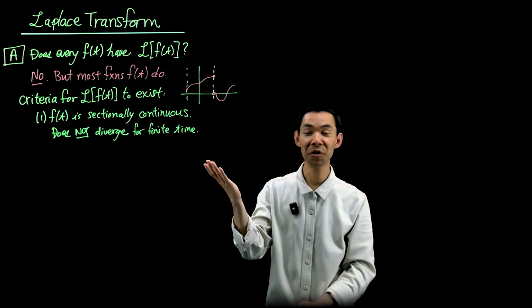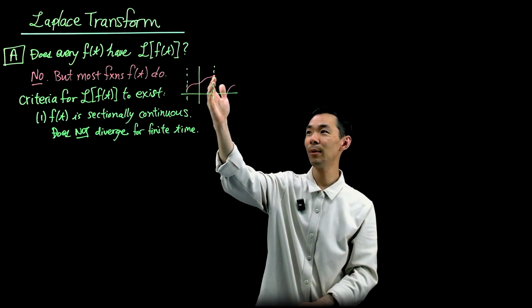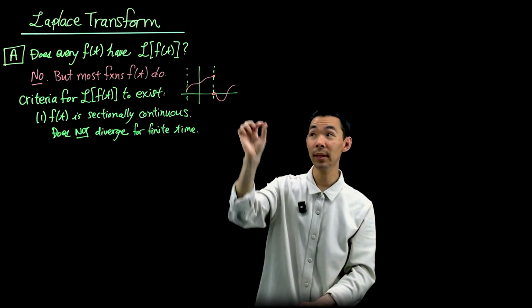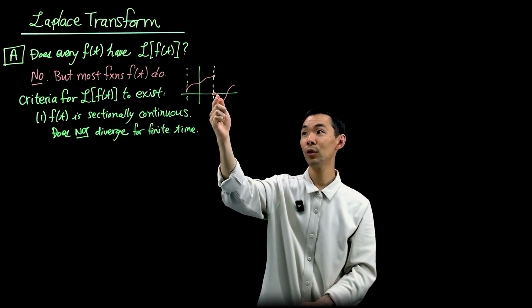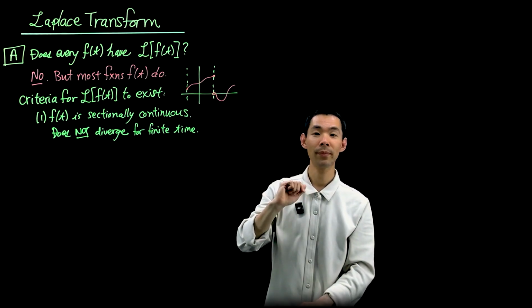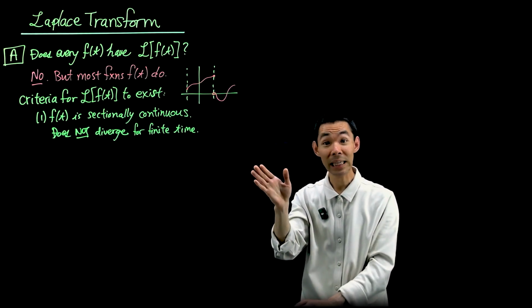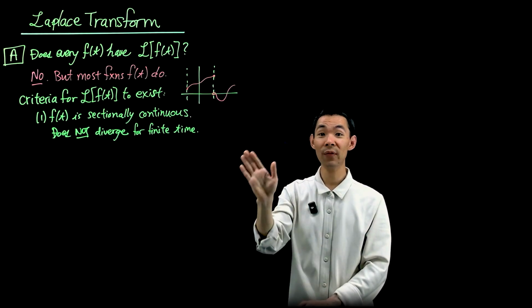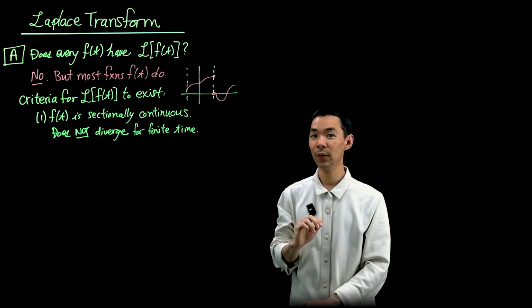Suppose I have some function that is defined between these two bounds, but then at this point it jumps, a discontinuous jump to a lower value, and then it keeps going. So this is sectionally continuous. This is totally fine. It has a Laplace transform.